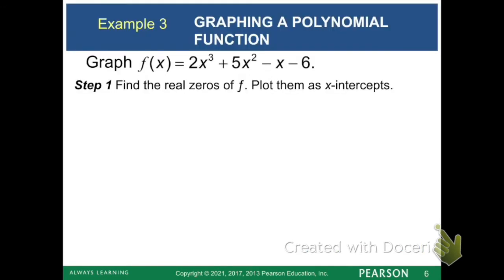Let's try an example. Step 1, find the real zeros of function f and plot them as x-intercepts. Remember, we start doing this by finding p over q and writing out all of our possible zeros. So pause your video, write p over q, and write out your list of possible zeros. Restart the video to see what I get.